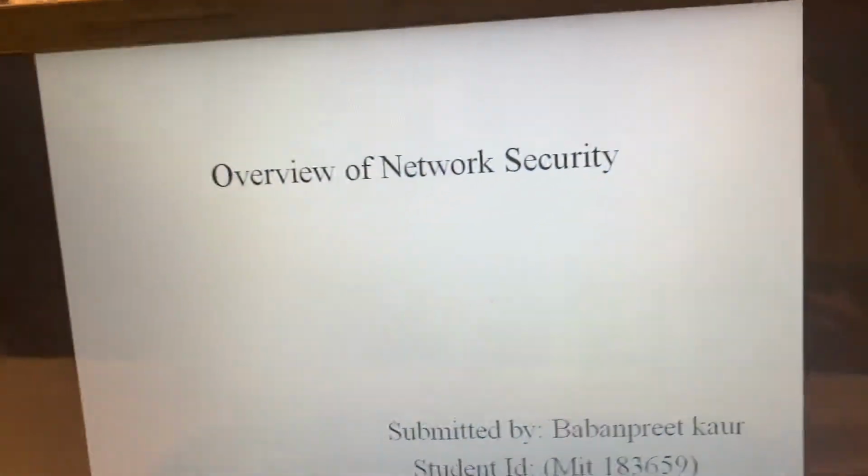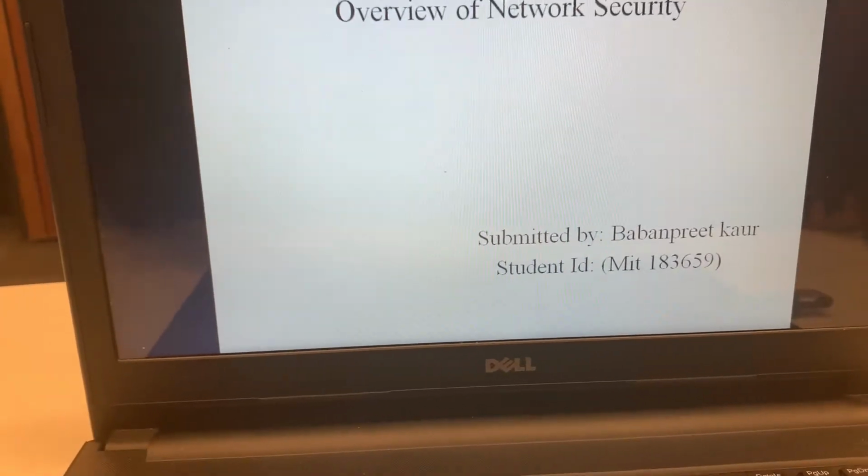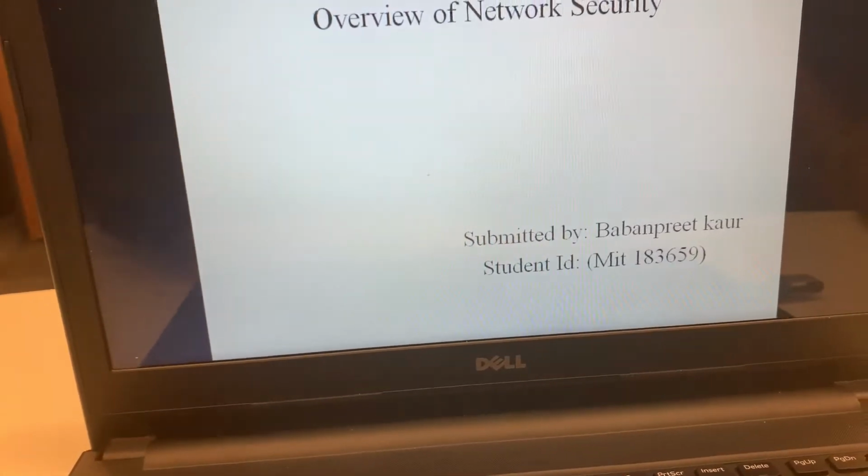MIT183659. Today I am here to give a presentation on an overview of internet networking, on the topic of important network security tools. So here I am going to discuss it. Firstly, here is my student ID and my name.